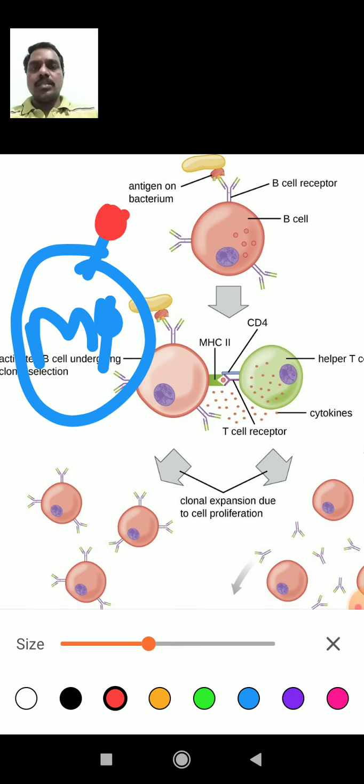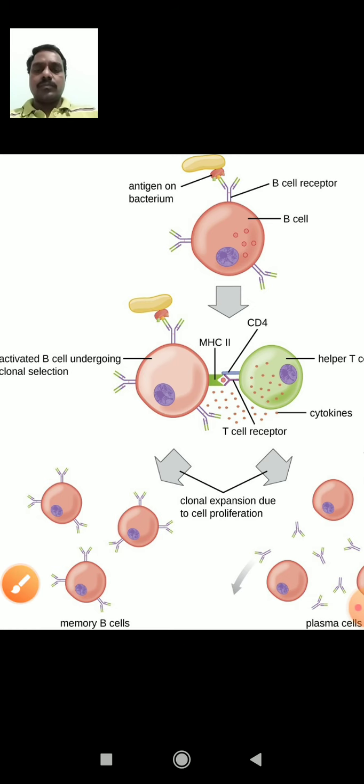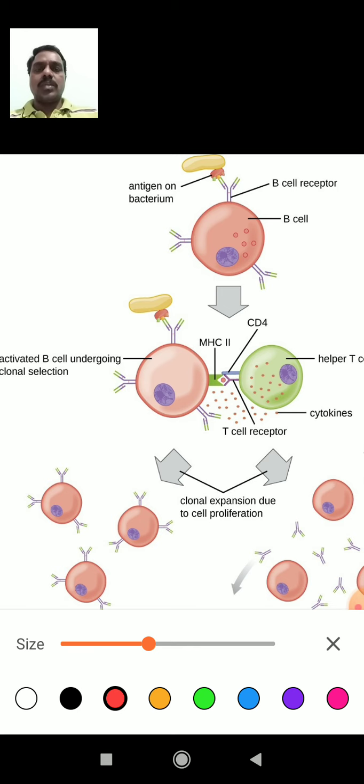This antigen is presented to the B cell receptors of the B cell. This is the antigen presentation, the fourth point of the macrophages. After it is presented by the macrophages, the B cell is activated. That is the fifth point. So when the B cell receives the antigen, naturally or by the macrophages, it is activated. We call it an activated B cell.